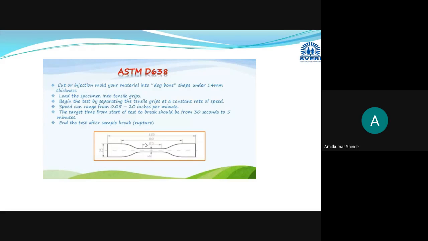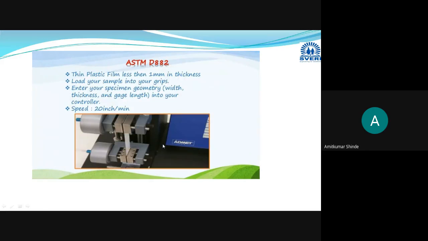For particular plastic materials, we are going to use the ASTM D638 standard. Under the standard, we are going to prepare the specimen with the dimensions as we have shown here in this slide. Now after the tensile testing, the second testing.